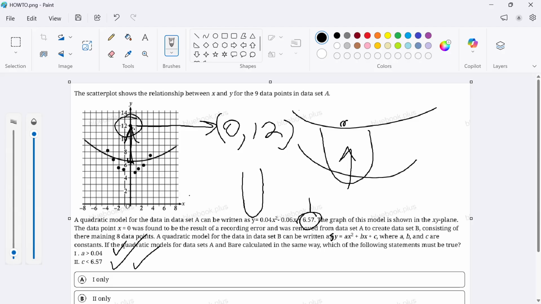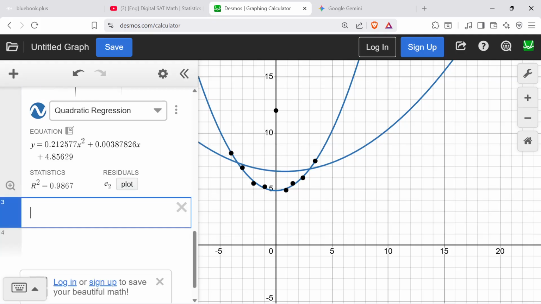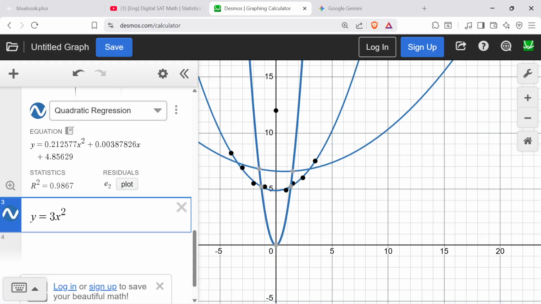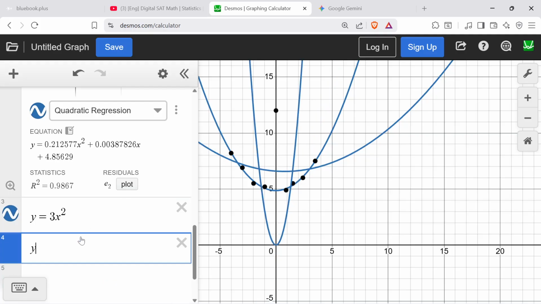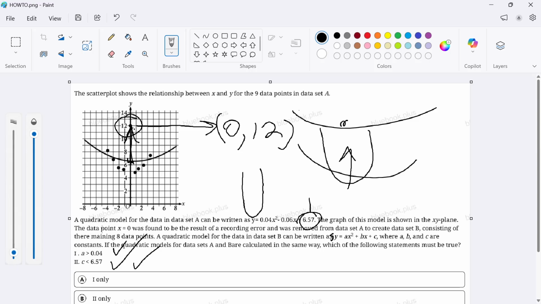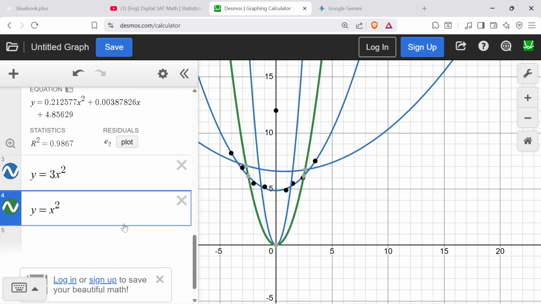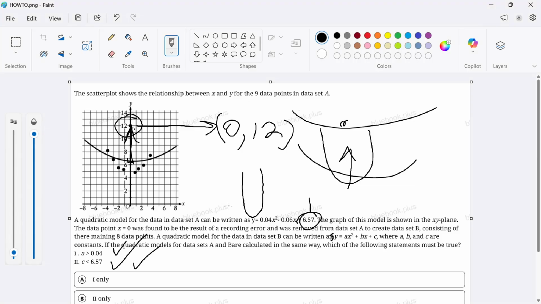It goes up faster. So I will prove that on Desmos. Here is y equals 3x squared. See what that one looks like? And then I put y equals x squared. I made A smaller. See how it flattens it out? So a bigger A, I'm sorry, a smaller A flattens it out, not a bigger A. A bigger A makes it thinner.